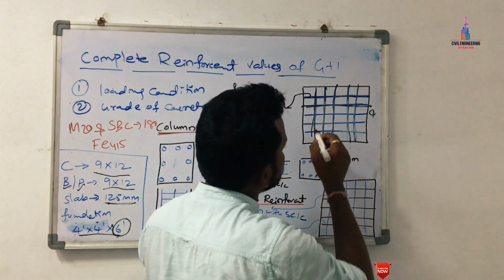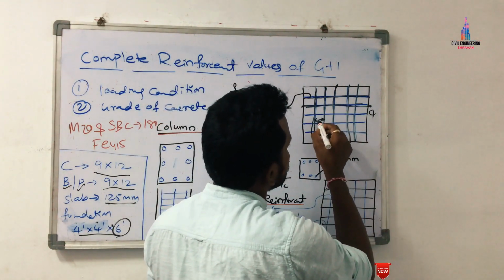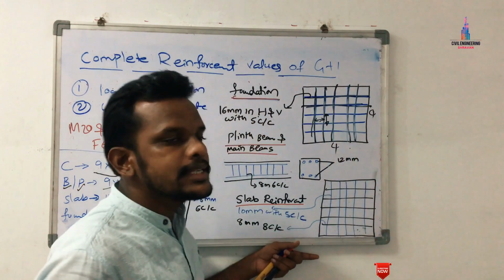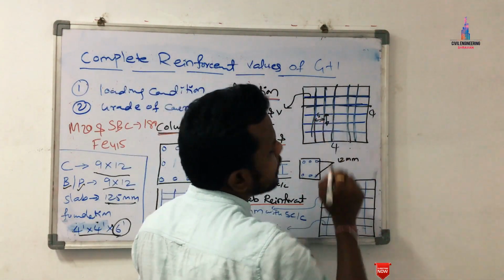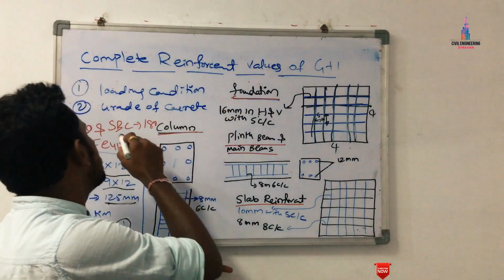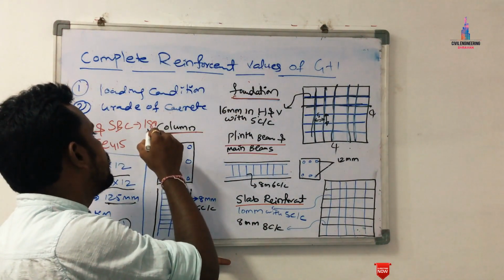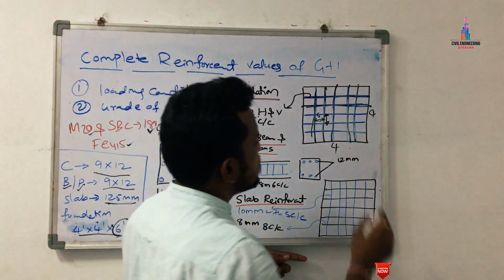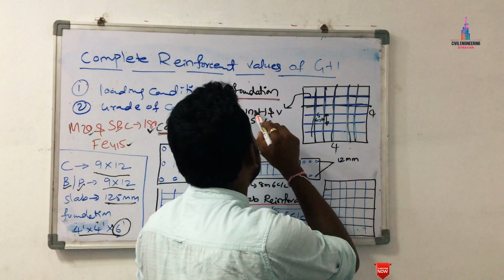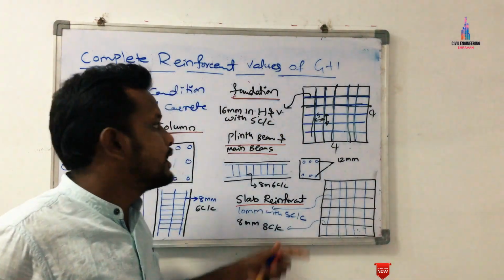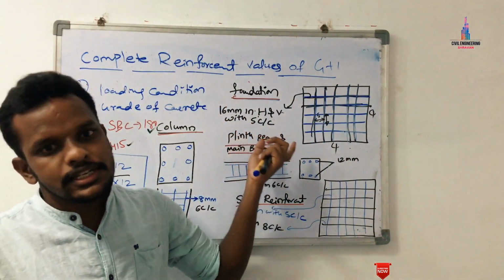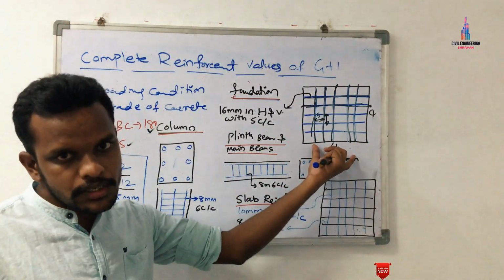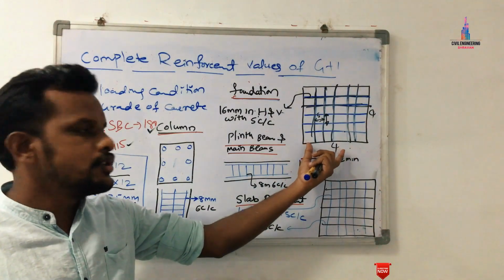In the horizontal and vertical positions, we will consider the center to center distance between each bar as 5 inches. This is the standard value we can assume for M20 grade concrete and Fe 415 grade steel, with a soil bearing capacity of 180. So the reinforcement consists of 16 mm bars in the horizontal and vertical sections with 5 inch center to center distance in the mesh. This is the reinforcement for the isolated foundation.